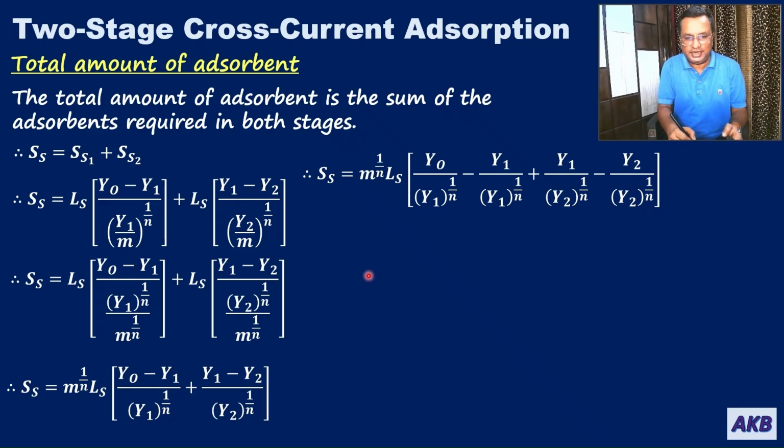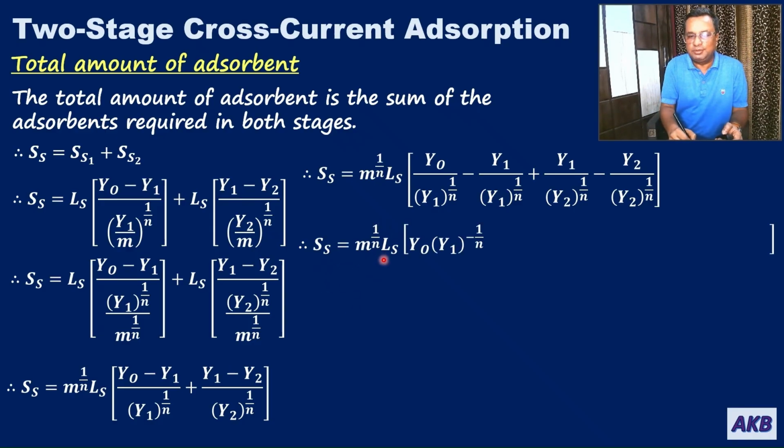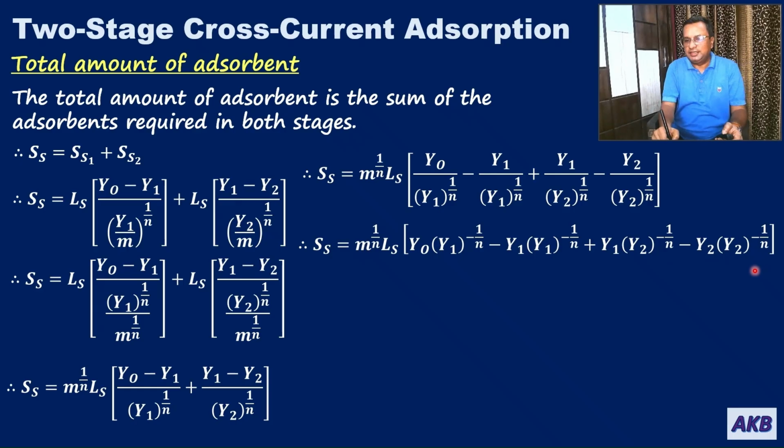Now in the next step, I will rearrange the equation. So therefore, SS will be equal to m raised to 1 by n into LS into capital Y0 into capital Y1 raised to minus 1 upon n. This term I have brought in the numerator. Same thing I have done for each term. So minus capital Y1 into capital Y1 raised to minus 1 by n plus capital Y1 into capital Y2 raised to minus 1 by n minus Y2 into Y2 raised to minus 1 by n.